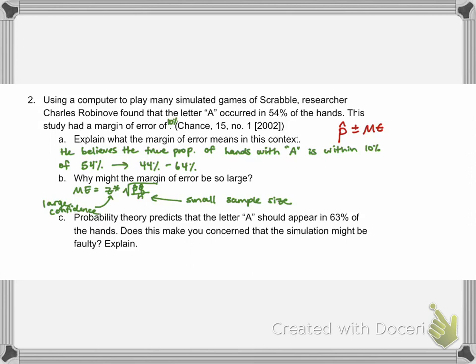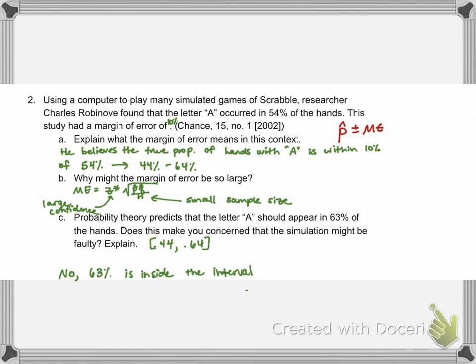Then it asks you about, okay, use that error to describe, if it's predicted that A should appear in 63% of hands. The question C asks you, does this make you concerned that the simulation might be faulty? And explain. Well, if you look at your interval that you created from 44 to 64, 63 is in that interval, okay? And so I'm not concerned that the simulation is faulty since 63 is inside my interval. It fits in, which means my interval is reasonable for the theory that they have predicted. Okay, so that's question 2.